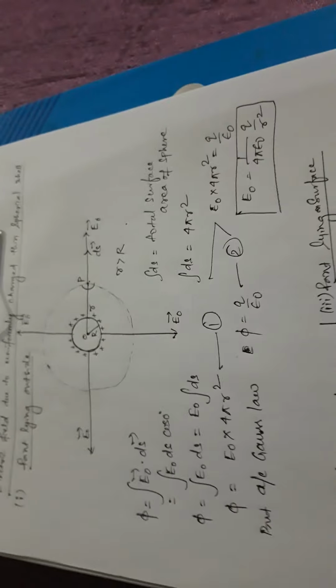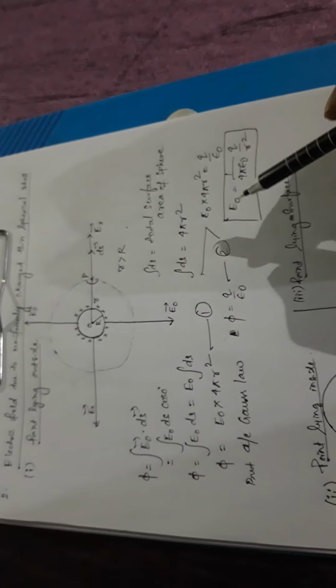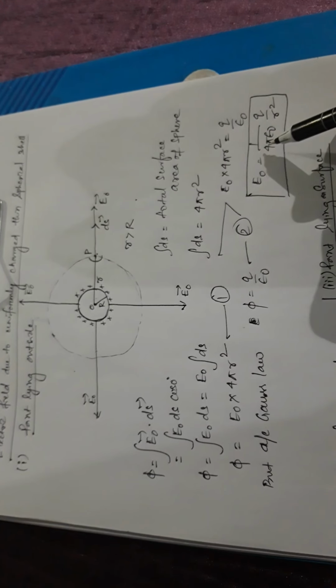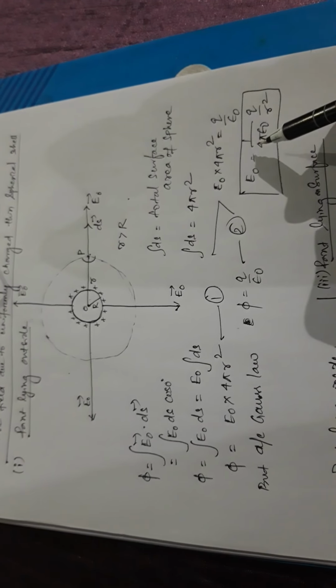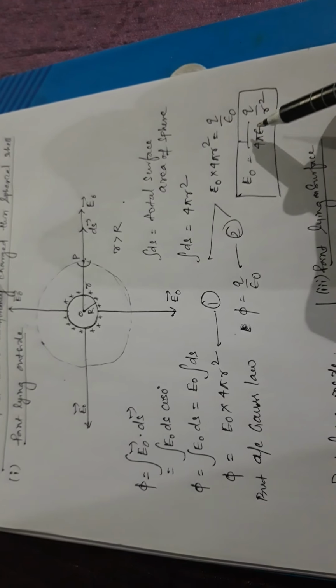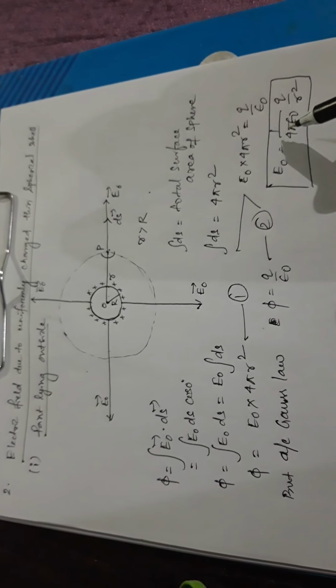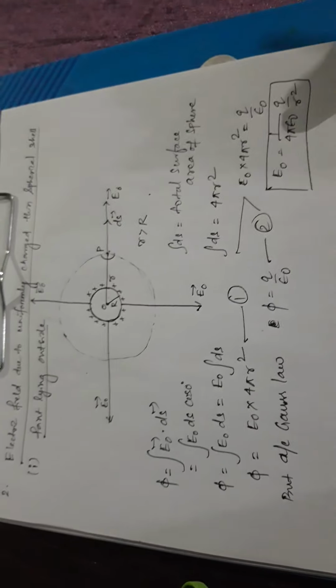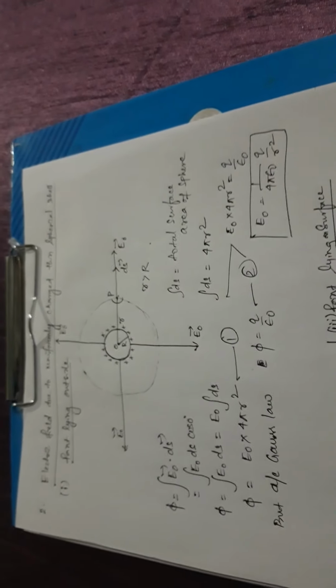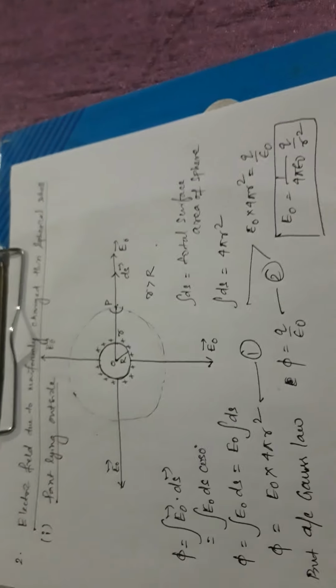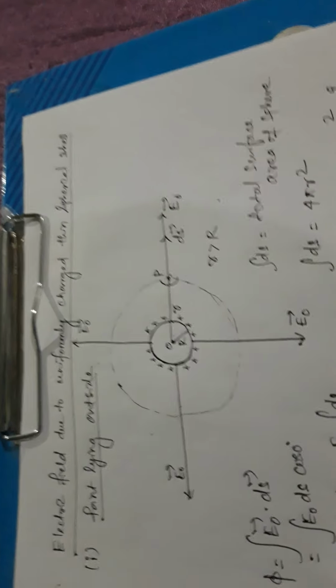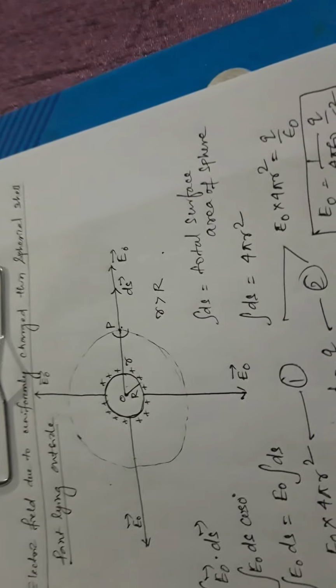Now if you compare this expression with that of the electric field due to a point charge, they will be almost the same. The electric field due to a point charge is also 1 by 4 pi epsilon naught Q by r square. Clear? And the electric field due to a thin uniformly charged spherical cell at a point lying outside is also the same. So these two fields are similar.